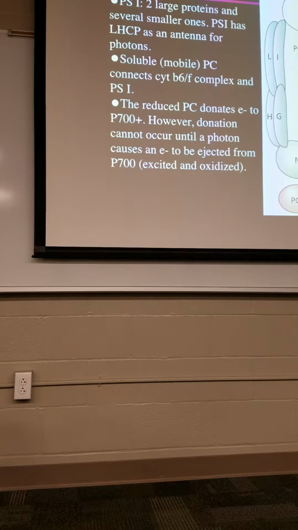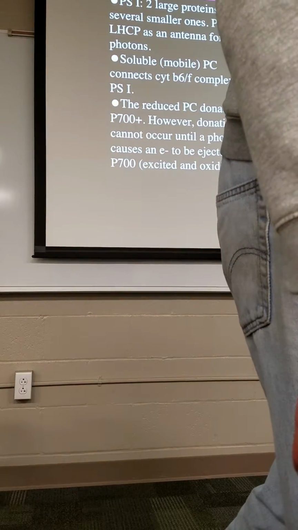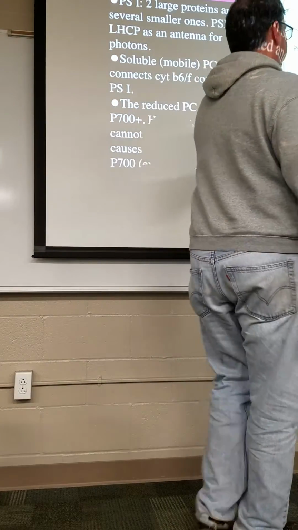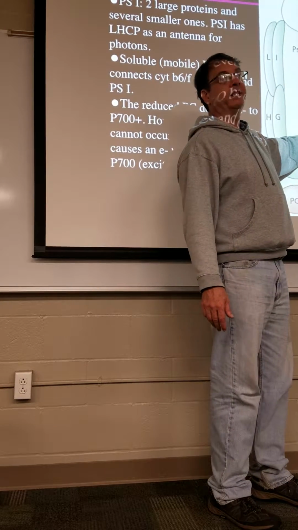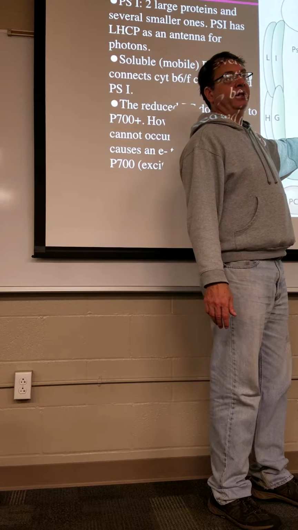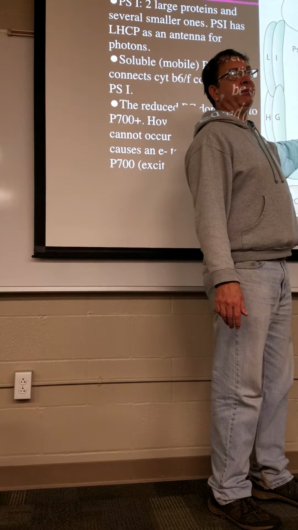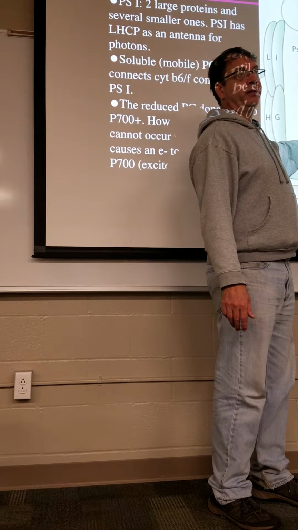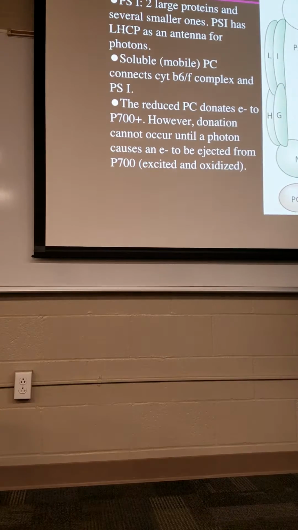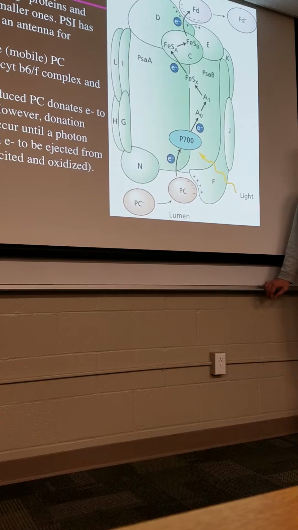So in this process, it will cause a photon? The light, the photon. It requires a photon. Oh, yeah. The removal of the electron from P700 requires a photon of light, correct, absolutely. So that electron must be excited by a photon before it's ejected from the reaction center. One photon, just one photon here, one photon for PS2.